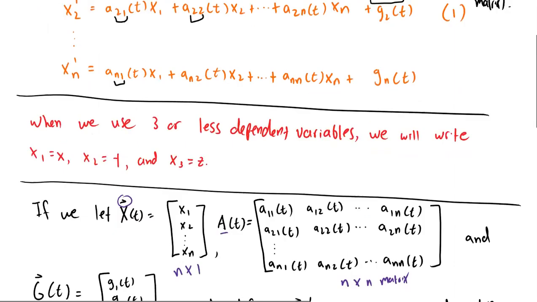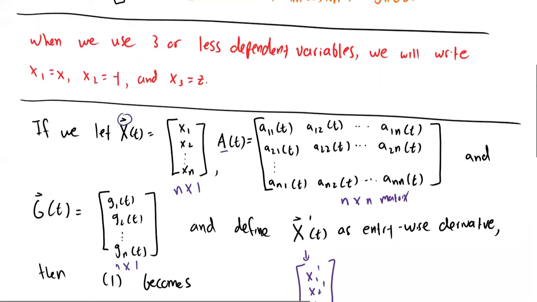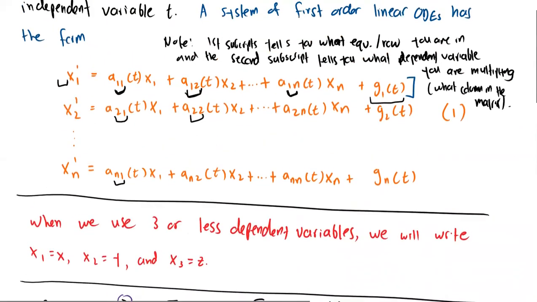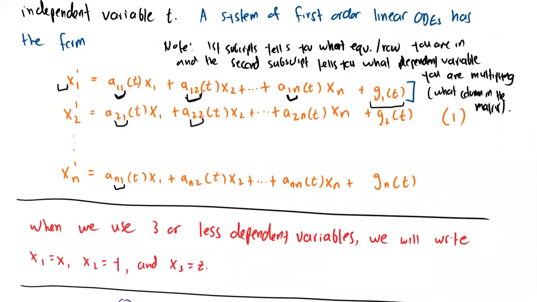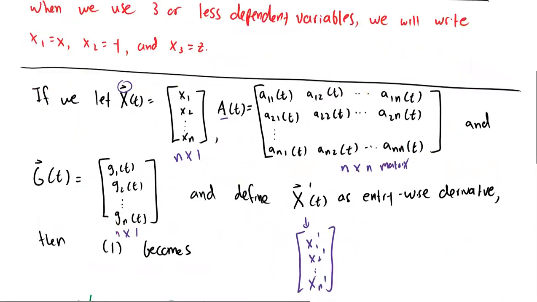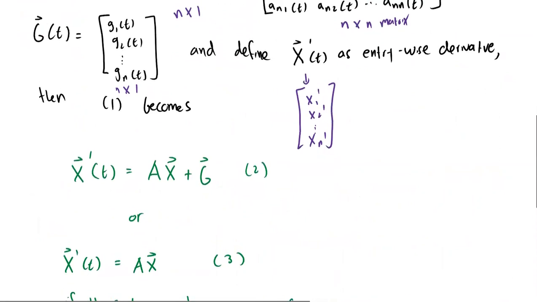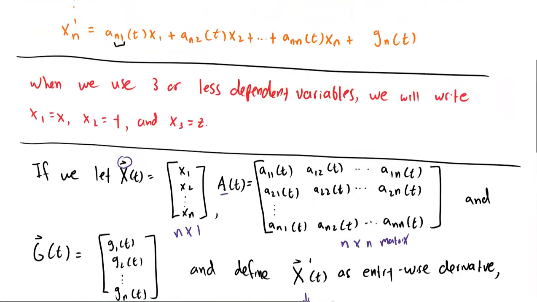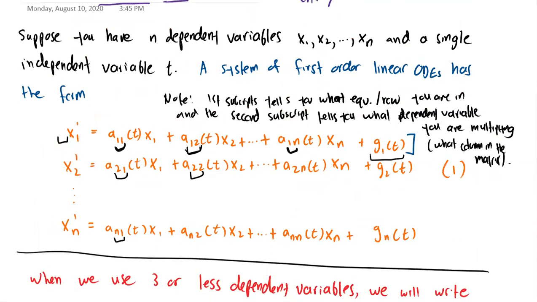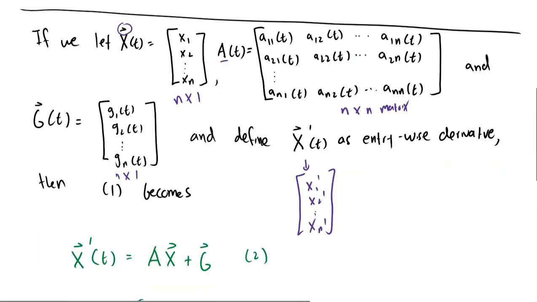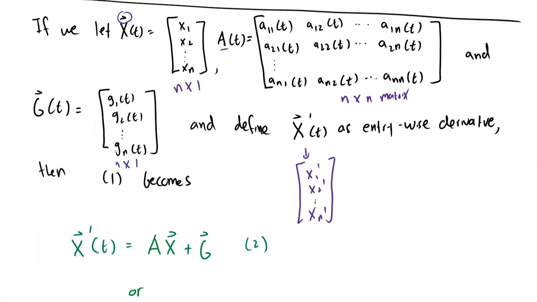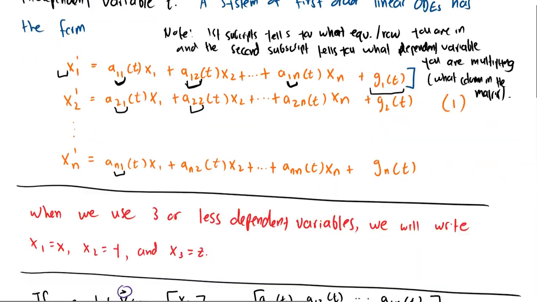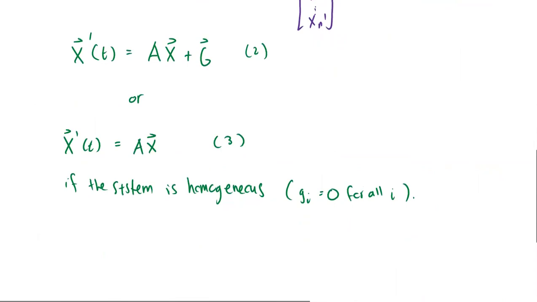Okay? And that's the only time I'm really going to write things out like this. For the most part, I'll just use the vector or matrix notation that we have here, where we define this vector, x of t, as having each of the dependent variables in it. The matrix A has each of the coefficient functions that showed up in the equations. And then the vector G has the g sub i's that show up in each of the equations. And then we can write our system in this shorthand notation.